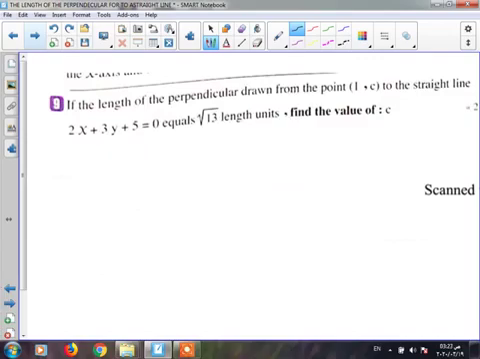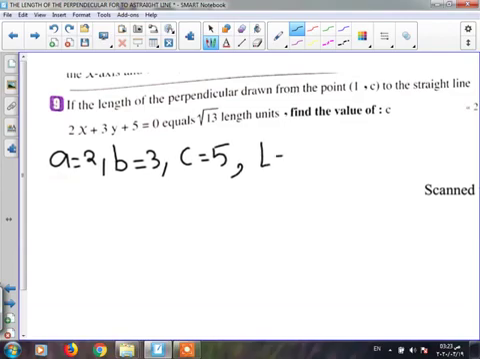The length of the perpendicular drawn from the point (1, C) to the straight line 2x plus 3y plus 5 equals 0 is root 13. Find the value of C. You know that here we have A equals 2, B equals 3, C equals 5, and L is exactly root 13, and x1 equals 1 and y1 equals C.